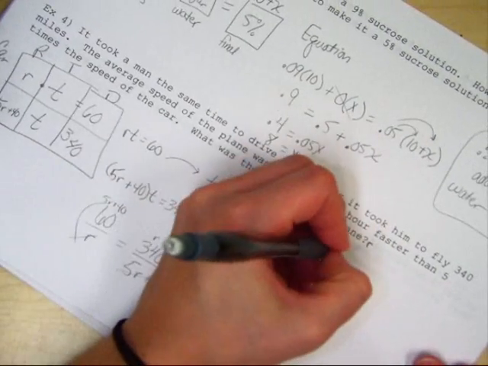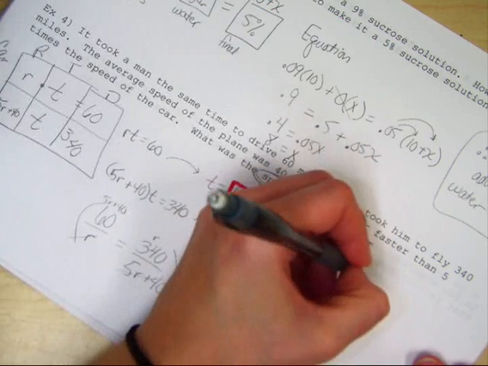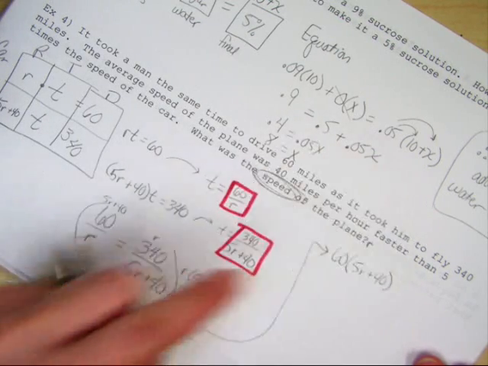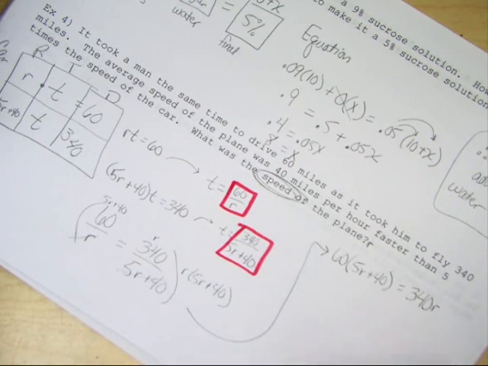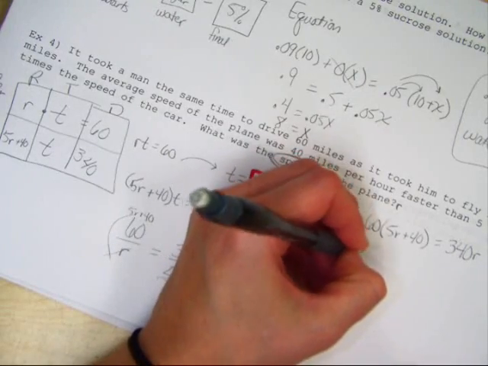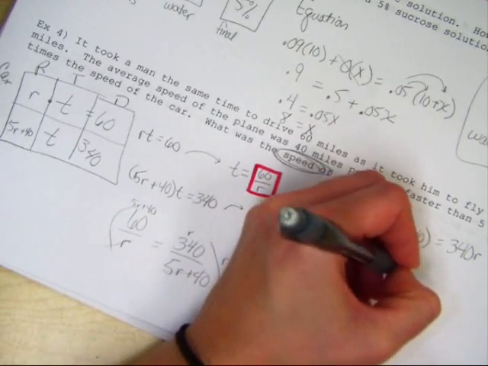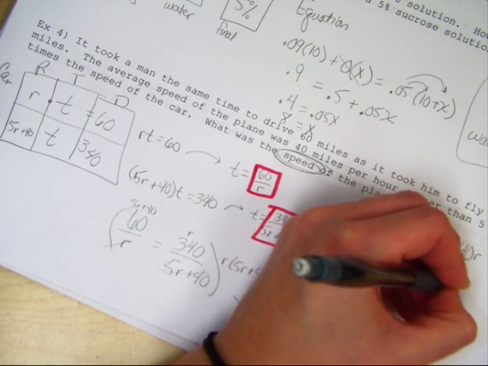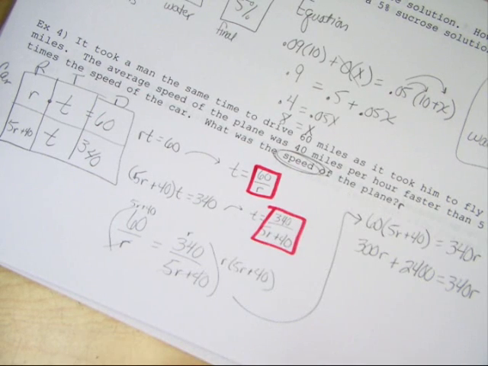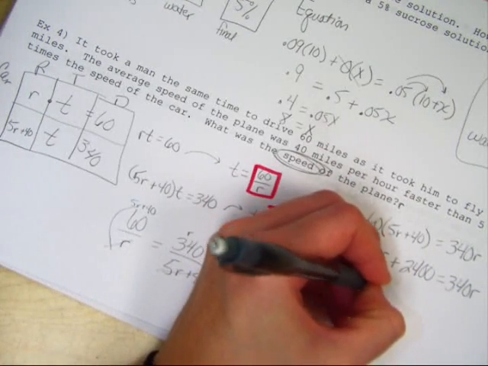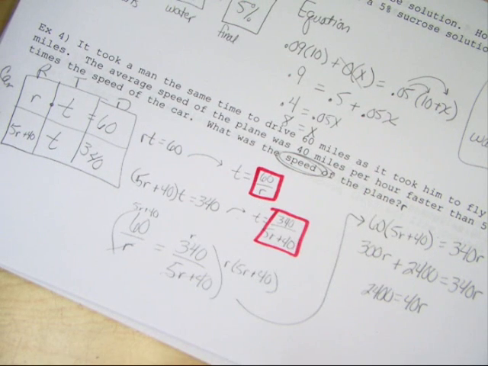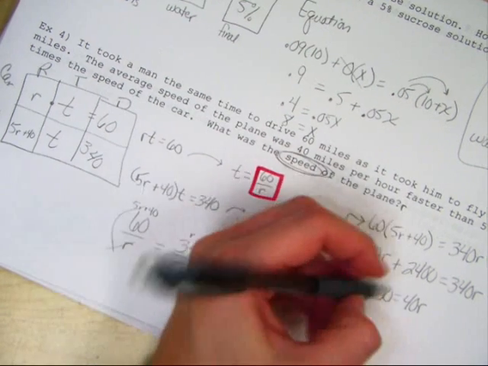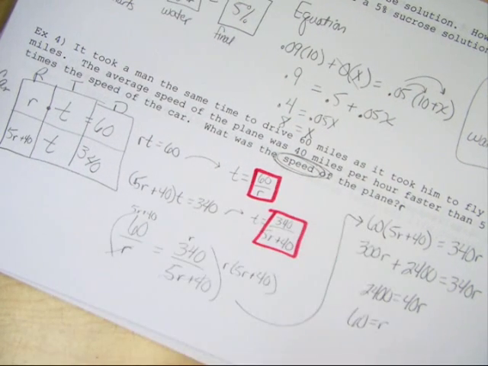Continuing to solve, on this side you get 60 times 5R plus 40, and on this side you get equals 340R. Distribute in, you get 300R plus 2400 equals 340R. Continue to solve by bringing the R's together on the same side and dividing by 40. You'll get 60 equals R.